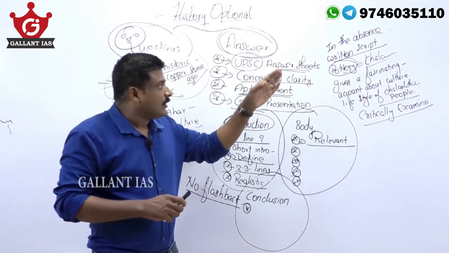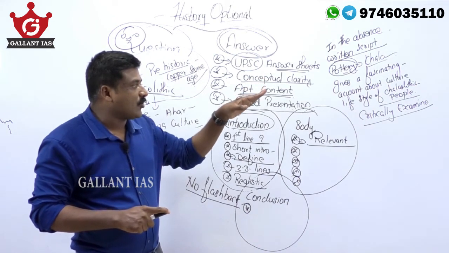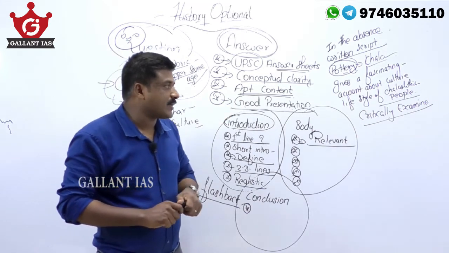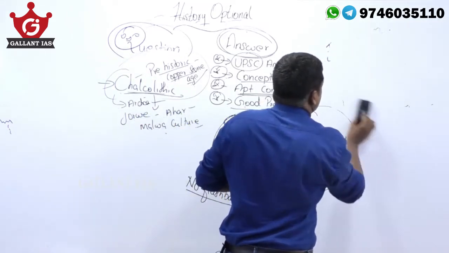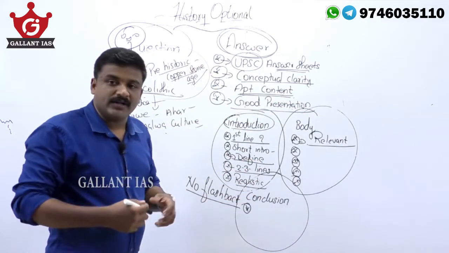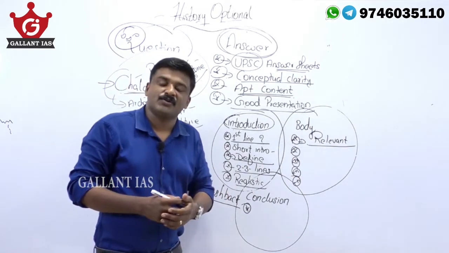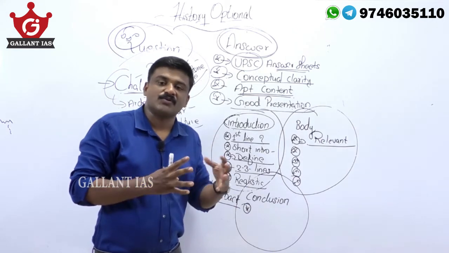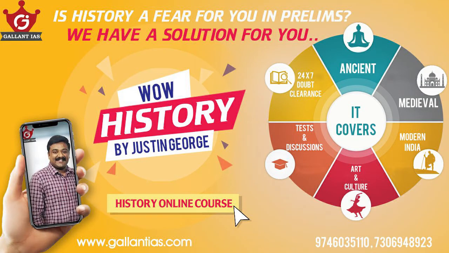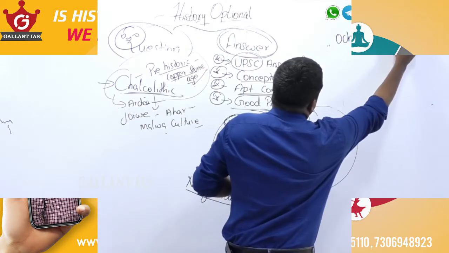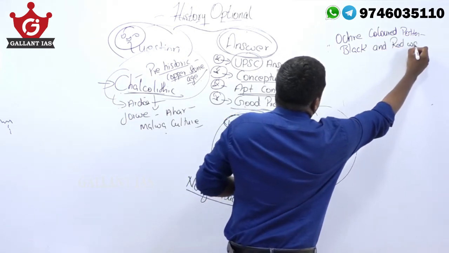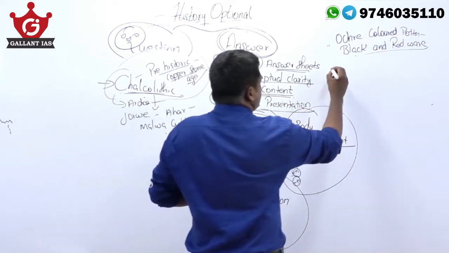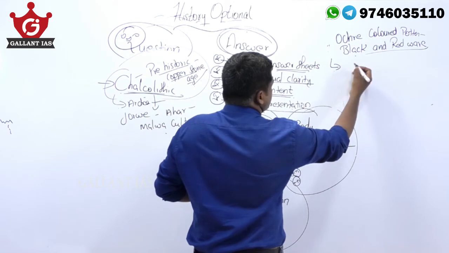For example, in the absence of written script, pottery of the Chalcolithic age gives a fascinating account about culture and lifestyle of these Chalcolithic people, critically examine. Definitely, you will say what those are: what information, or how the culture and lifestyle of the Chalcolithic people is given by the pottery of the Chalcolithic age. We will be saying their pottery, ochre colored pottery, black and red ware.